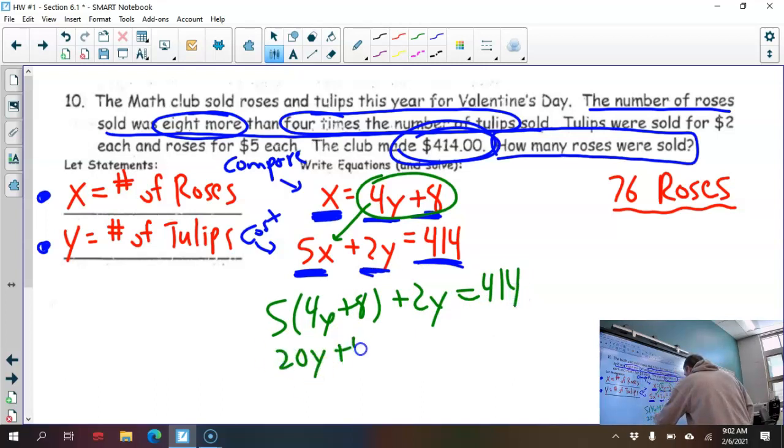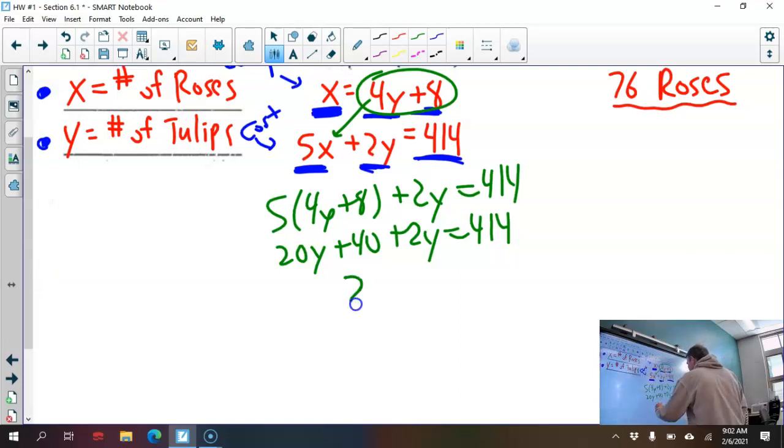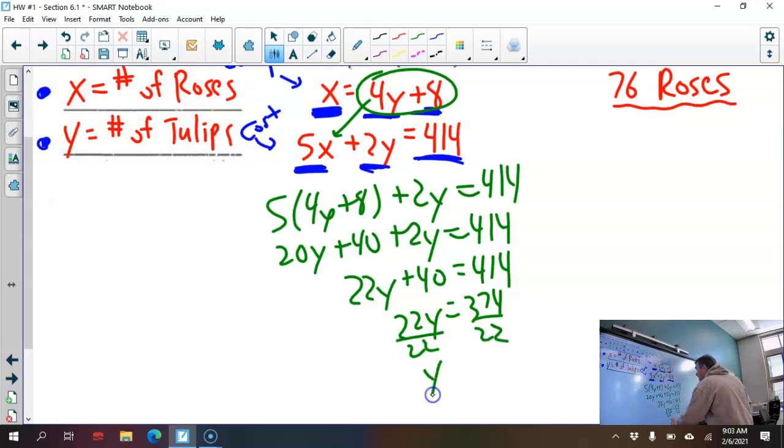That'd be 20y plus 40 plus 2y equals 414. And if I combine my like terms, I get 22y plus 40 equals 414. I would subtract 40 from both sides and get 374. And then if I divide both sides by 22, I get y equals, let's see, 3, that's 220. Holy cow. 374 divided by 22. I get 17. Y equals 17.